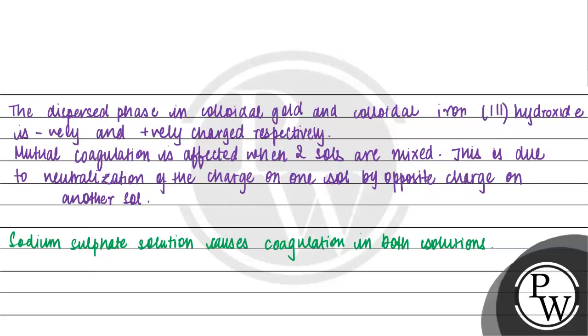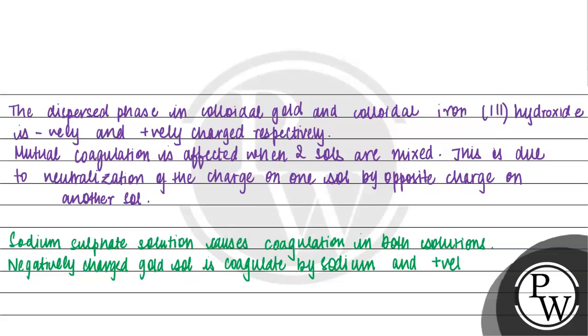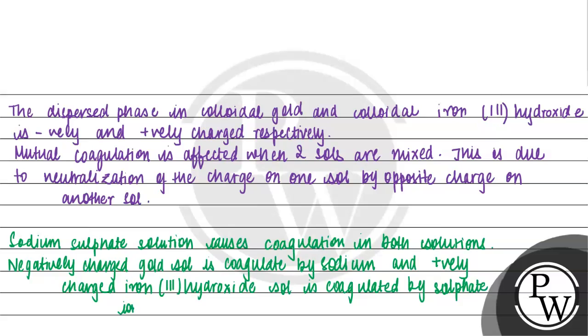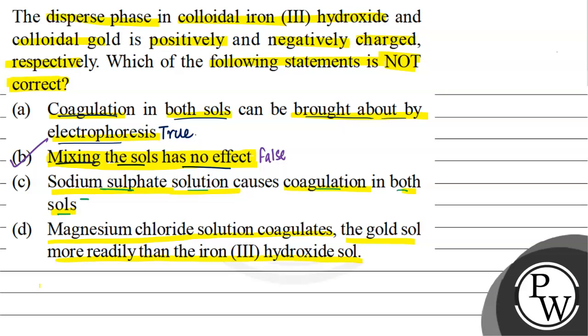Negatively charged gold sol is coagulated by sodium ions, as well as जो हमारा positively charged iron 3 hydroxide sol है it gets coagulated by sulfate ions. तो हमारा ऑप्शन नंबर जो 3 है हमारा वो भी ट्रू हो गया और इस क्वेश्चन का आंसर नहीं होगा.